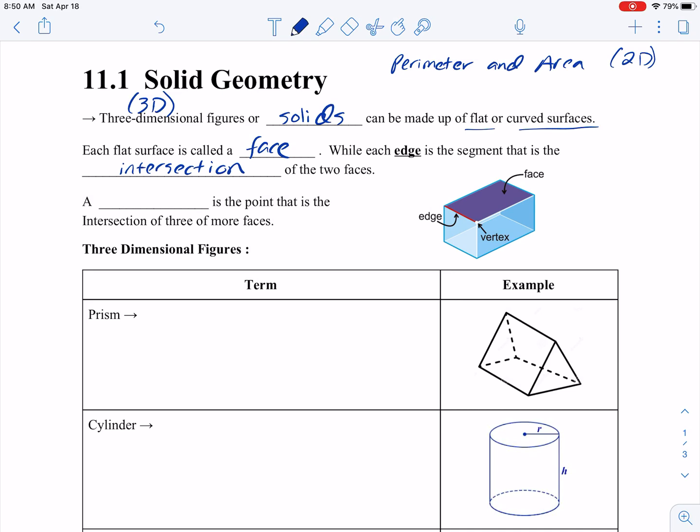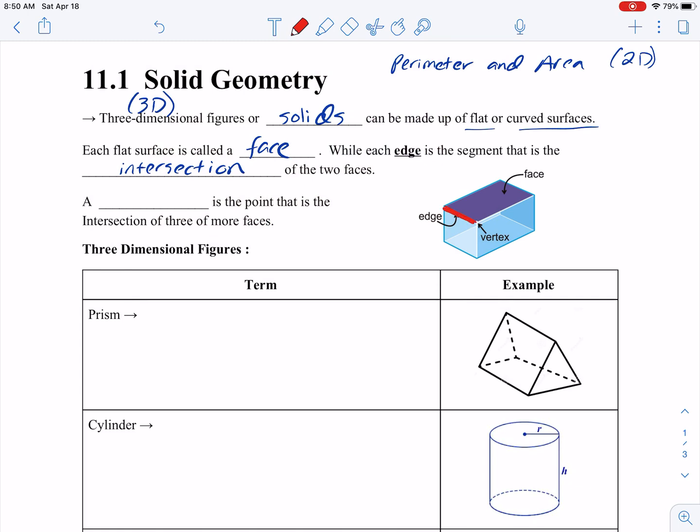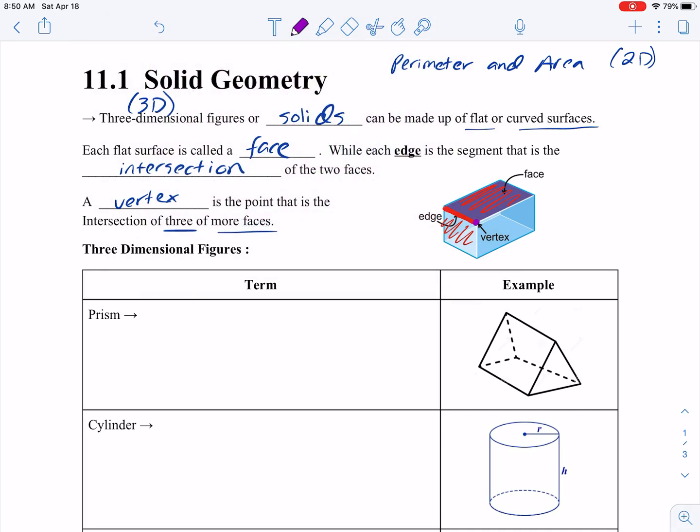Okay, and you can see this example we have here. Here's an edge highlighted in red. It's the intersection of this top face and this side face. And then last but not least, a vertex is a point of intersection of three or more faces. So if this point right here is our vertex, let's do a different color. If this is our vertex, you have three faces that are meeting there. This top face, this side face, and this front face of this solid. Okay?